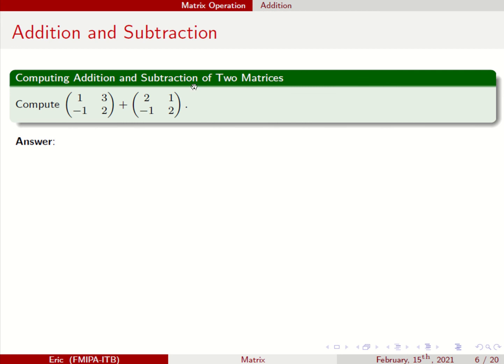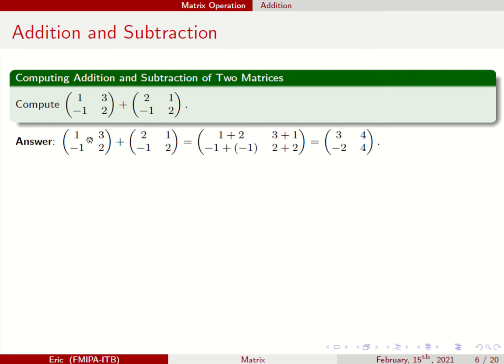What about addition and subtraction? For addition and subtraction, you have to add and subtract component-wise. So the first row, first column you add with the first row, first column, and the second row, second column you add with the same component, second row and second column. So you have 1 plus 2 here. The first row, second column, you have 3 plus 2. The second row, first column, you have -1 plus -1. And the second row, second column, you have 2 plus 2. So you have this one.